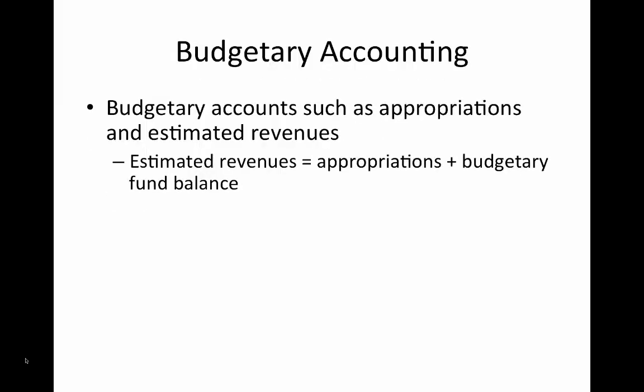For budgetary accounting, you need to understand the credits and debits that are associated with establishing the budget and dealing with the budget through the course of the year, and then closing out the budgetary accounts at the end of the year. Be aware of the notion that estimated revenues equal appropriations plus budgetary fund balance. So that's the budget balance there. Either estimated revenues are going to be sufficient to cover appropriations, or you're going to need some budgetary fund balance to close the gap.